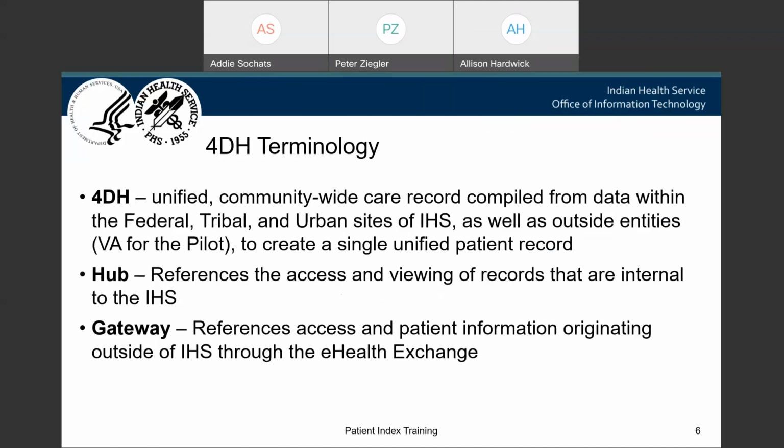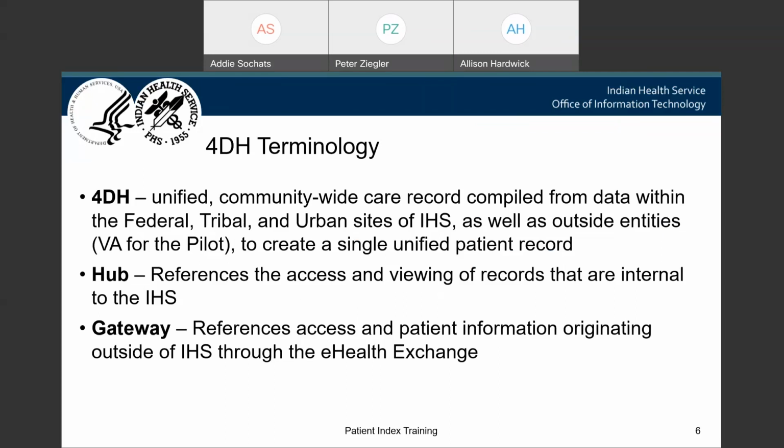At this point, we'll be going through some terminology. So overall, we have the 4DH, the Four Directions Hub, which is a unified community-wide care record compiled from data within the federal, tribal, and urban sites and facilities of IHS, as well as outside entities to create a single unified patient record. For the pilot of this effort, we connected with the VA.